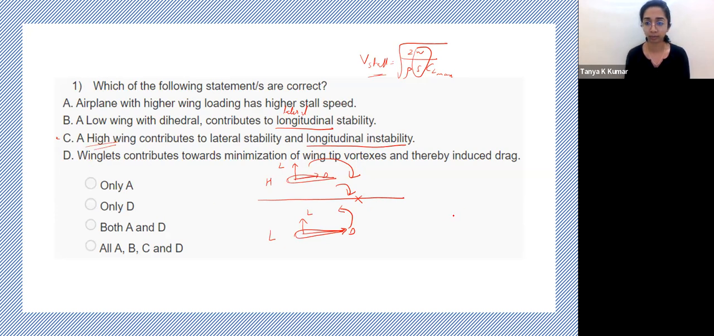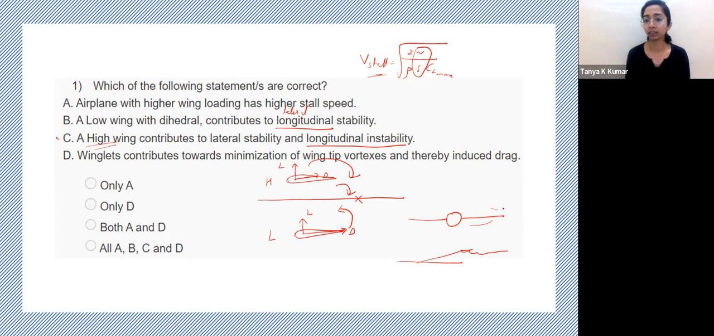What were winglets? This was your traditional wing. When the airflow came from below and the airflow from above met at the wingtip, it introduced vortices. So if you had a wing this way, it had vortices that traveled along the wake of the flow and contribute towards an induced drag.